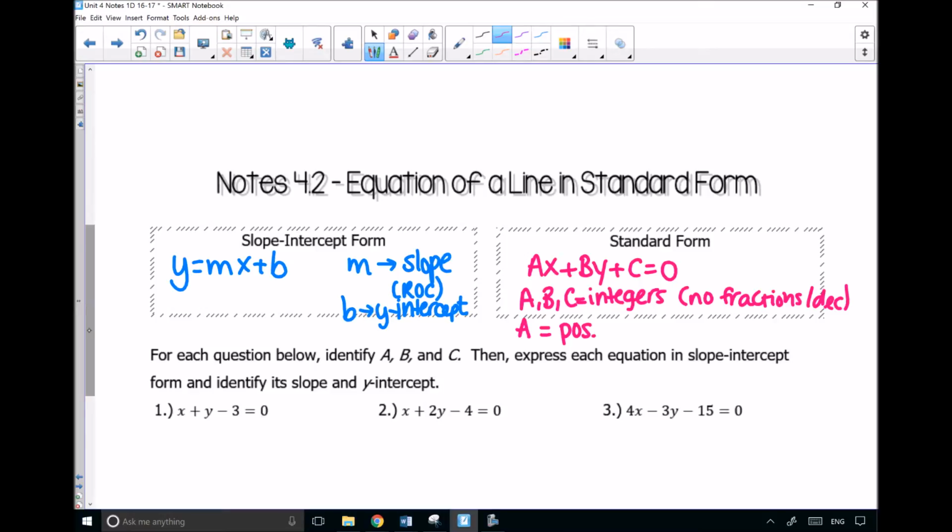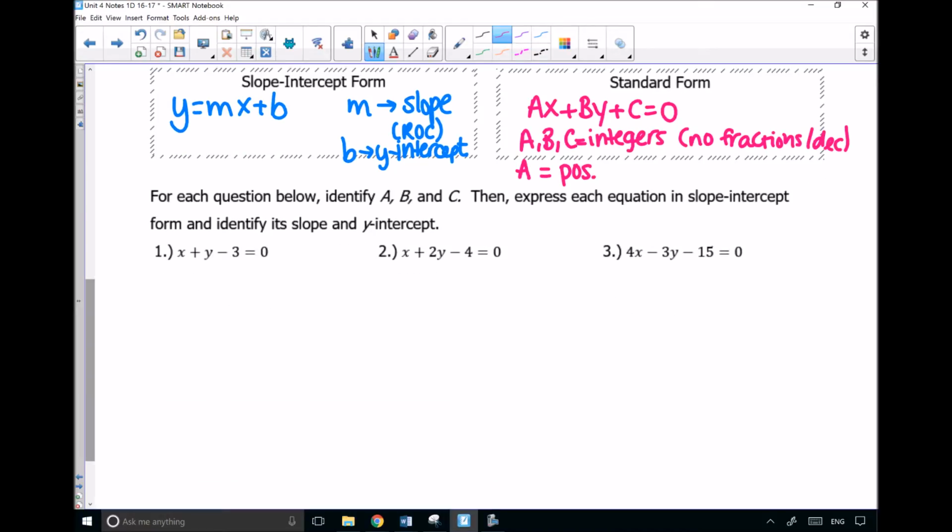So if you look right here, for each question below, identify a, b, and c, then express each equation in slope-intercept form, and identify its slope and y-intercept. If we look at this right here, I can see that this is in standard form because it's all equal to 0, my a value is positive, and all my coefficients are integers. So all I have to do is identify what the a is, the b is, the c is, and go from there.